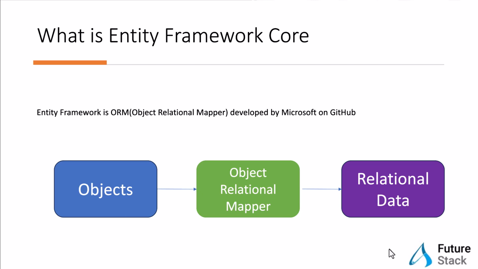So how does it work? Basically there will be two things. One is your object, which is your entity or your domain, for example product, categories, and there will be some relational database like SQL Server or MySQL or another database. What an object relational mapper does is map your object to your relational database, and based on that object you write LINQ queries and you can get the data and perform all the CRUD operations. So that is what the object relational mapper is.